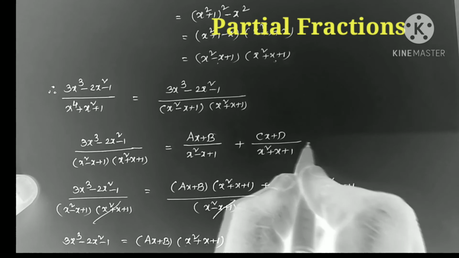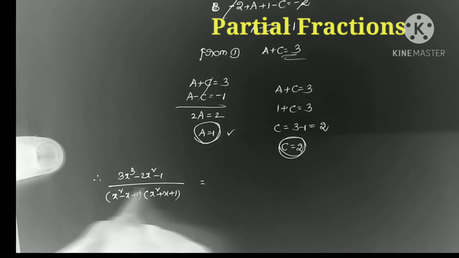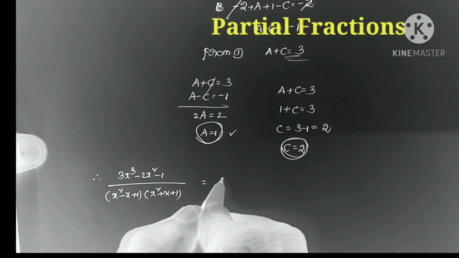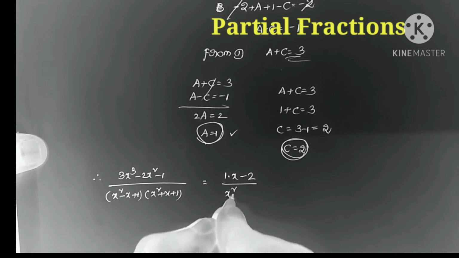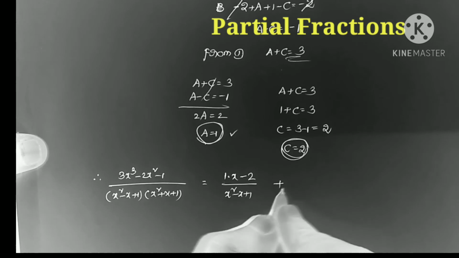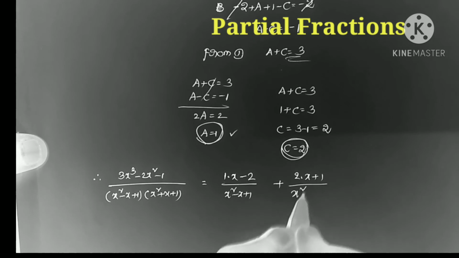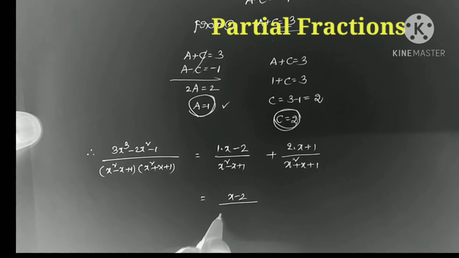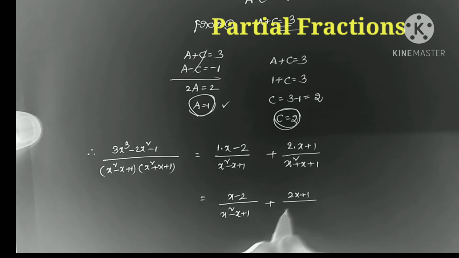Now replacing those four values in this equation. Therefore, (3x³ minus 2x² minus 1) by (x² minus x plus 1)(x² plus x plus 1) is equal to (ax plus b) by (x² minus x plus 1) plus (cx plus d) by (x² plus x plus 1). That is 1 into x plus minus 2 by x² minus x plus 1 plus 2 into x plus 1 by x² plus x plus 1. Therefore, the answer is (x minus 2) by (x² minus x plus 1) plus (2x plus 1) by (x² plus x plus 1). That's all. This is the answer.